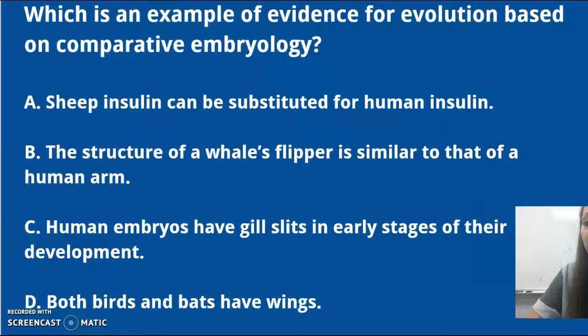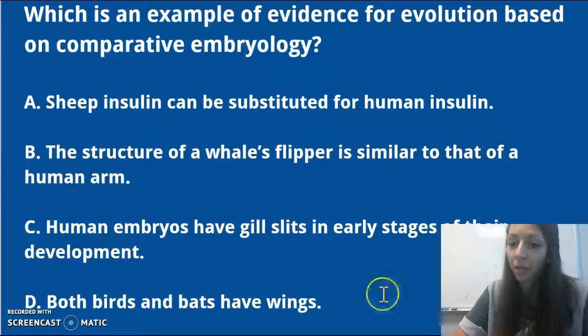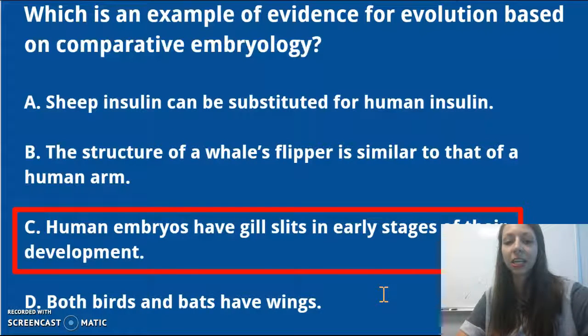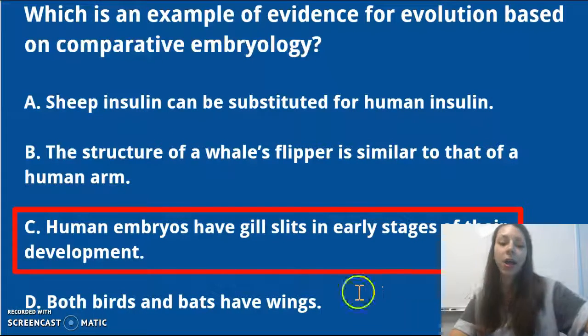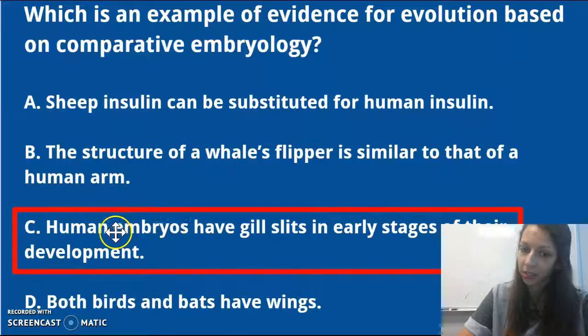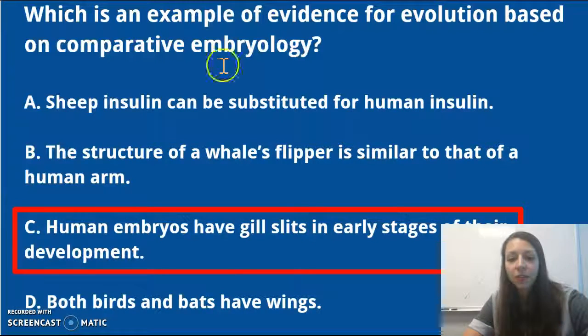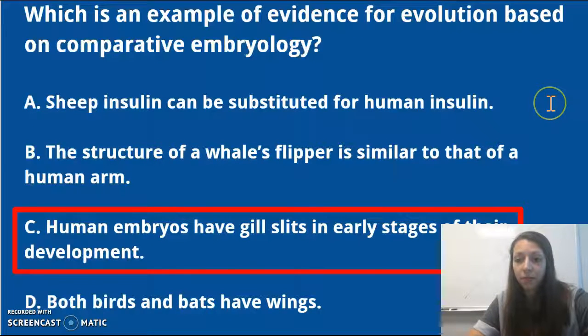Okay, which is an example of evidence for evolution based on comparative embryology? This one is so easy, but pause it. Okay, human embryos have gill slits in early stages of their development. So obviously this one is super easy because it has to do with embryos, and we're asking which one is based on comparative embryology. All of these, though, are different types of evidence for evolution.